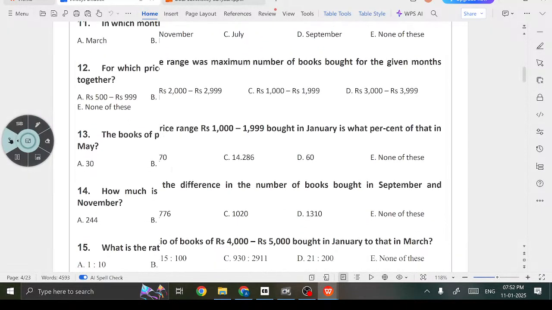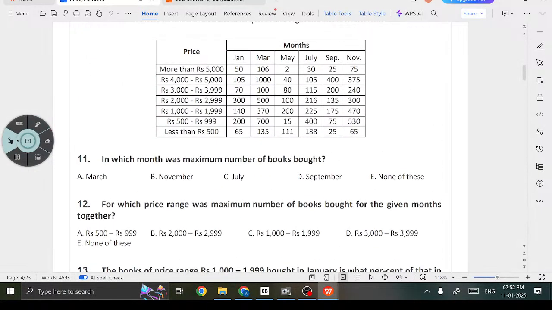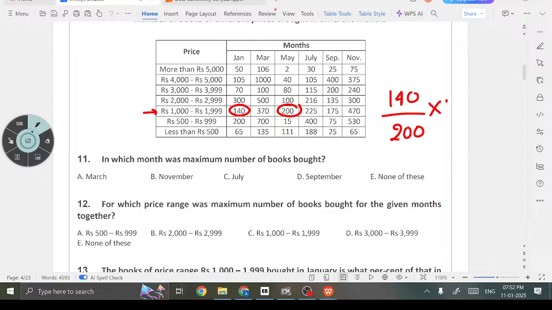Next one. The books of price range 1000 to 1099 bought in January is what percentage of that in May? So 1000 to 1099, January is what percentage of May? So January, which is 140, is what percentage of May? Percentage, so into 100. I will get it as 70%. That's it. I will get it as 70%.